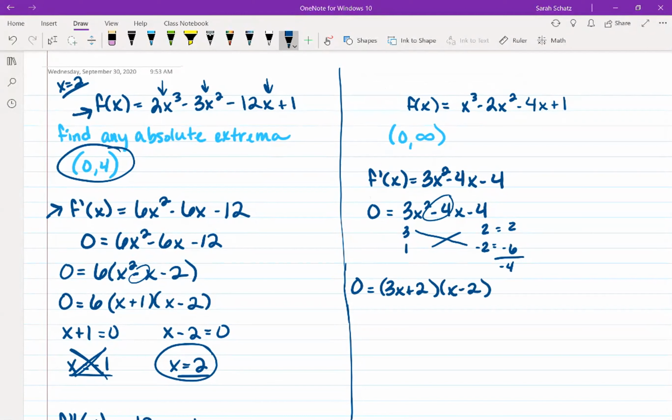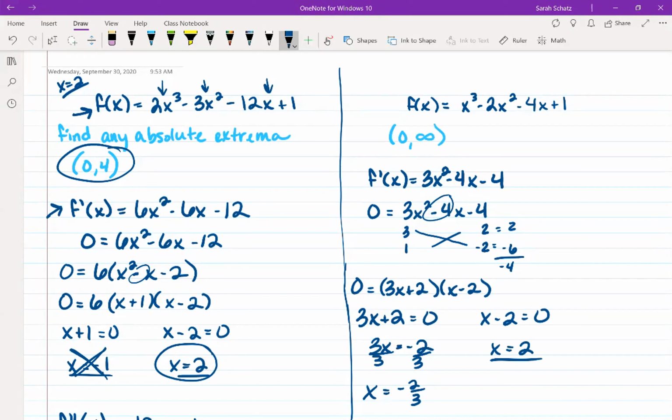All right, so let's set each of those terms equal to 0. So I get 3x equals negative 2. Let's divide and get x equals negative 2/3. And then over here, I have x minus 2 equals 0 and x equals positive 2. So these are your 2 critical points.